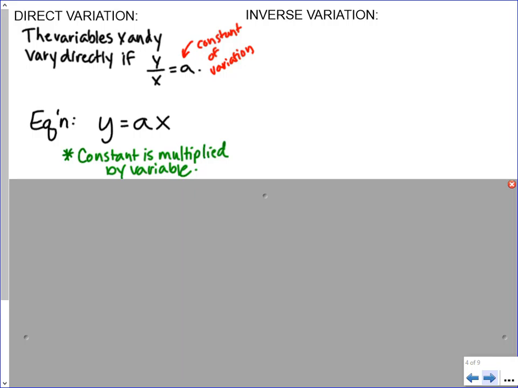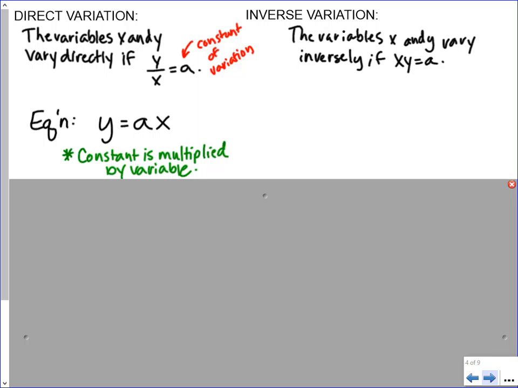Okay. Now, on the other side of this, the variables x and y vary inversely if x times y equals a. Okay, so instead of taking every y and dividing it by x, if you take every y and multiply it by x, and you continually get the same number, a, then that would represent your constant of variation, and it would be an inverse variation.